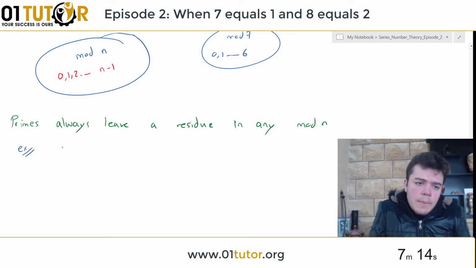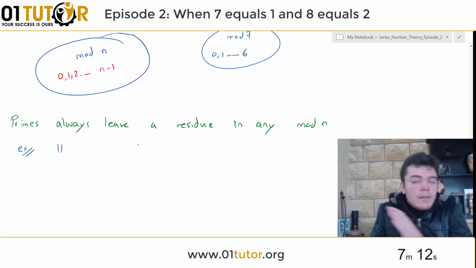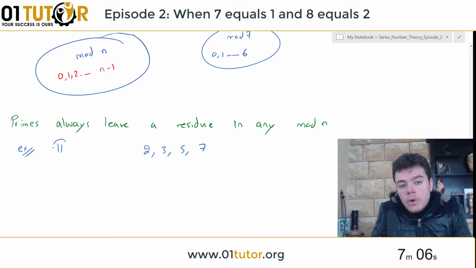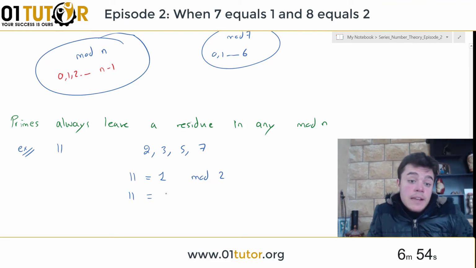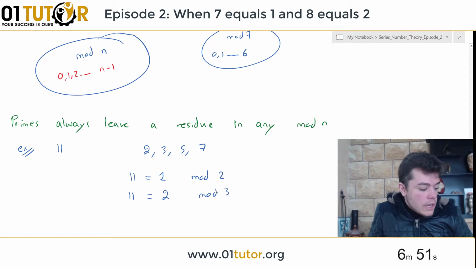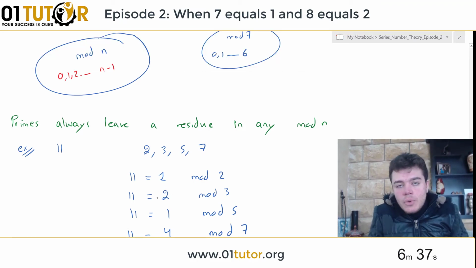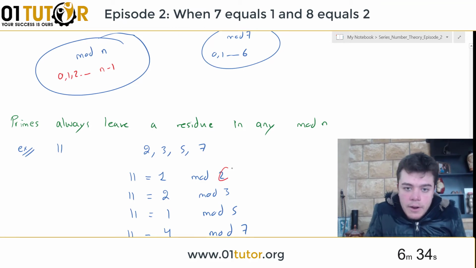Let's take an example. For example, let's take the number 11. Okay, if you consider the primes that are less than 11, which are 2, 3, 5, 7, and you find the congruence, the residue of 11 in any of these mods, you're going to see that 11 leaves a residue of 1 in mod 2. 11 leaves a residue of 2 in mod 3. You're going to see that 11 leaves a residue of 1 in mod 5, and it's going to leave a residue of 4 in mod 7. So notice none of these residues are 0, because if it were to be 0, 11 would be divisible by the number in here, right?